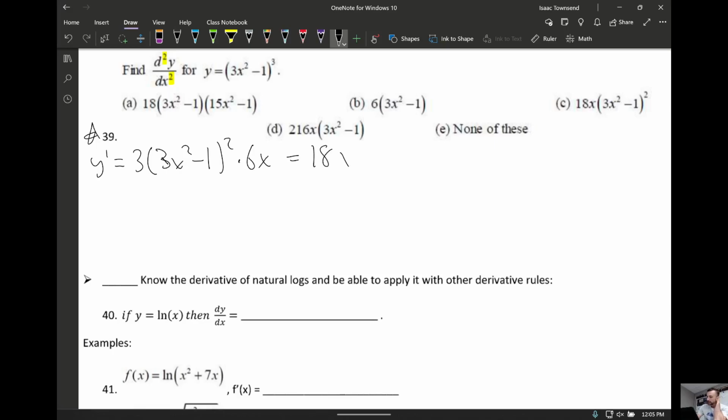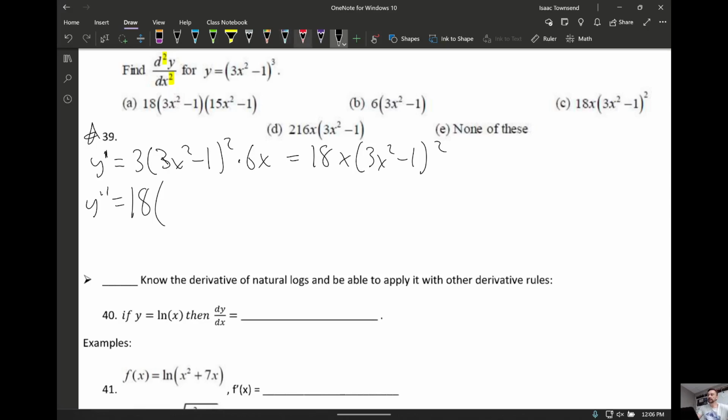So that is 18x times 3x squared minus 1 squared. Do you see how that's one of your option choices? Okay, but why is that not the answer? Right, that's only the first derivative, and it's asking for second, so it's making sure you're paying attention. Now, the second derivative is the derivative of the first derivative. And unfortunately here, this gets a little bit messy. That's why I said this one's the hardest.